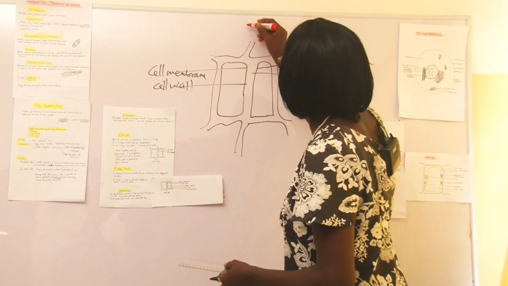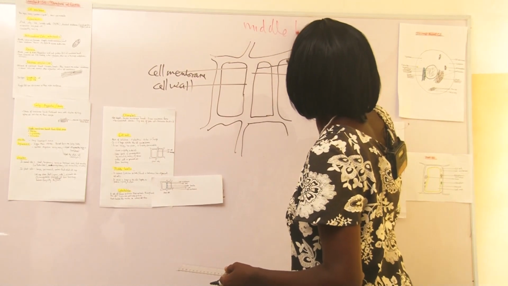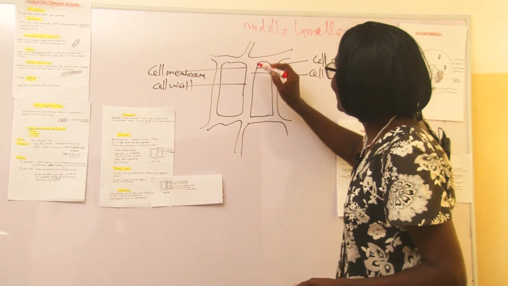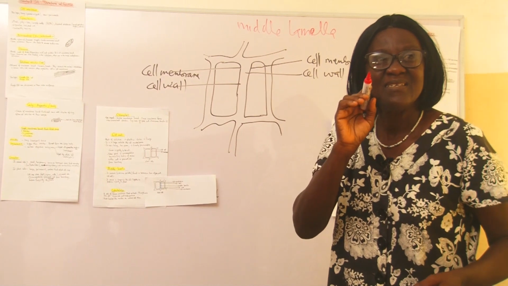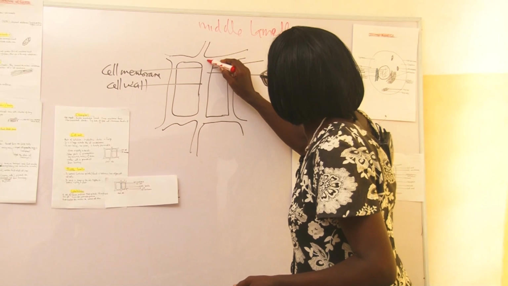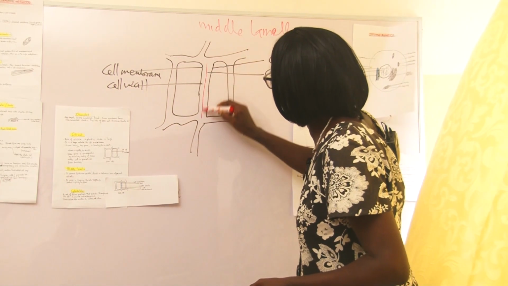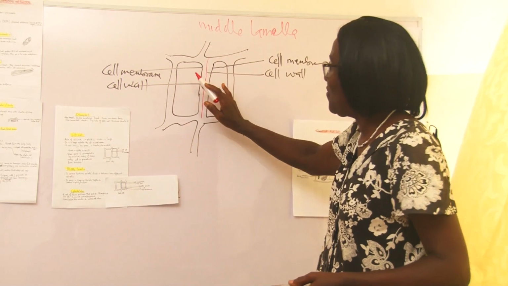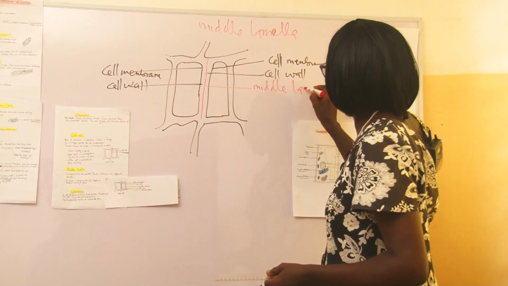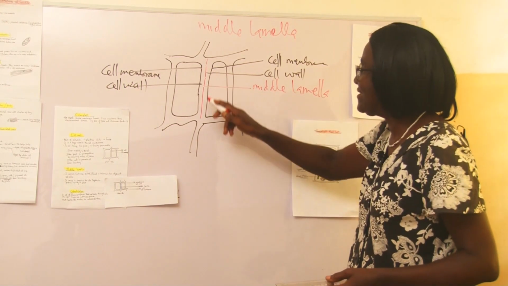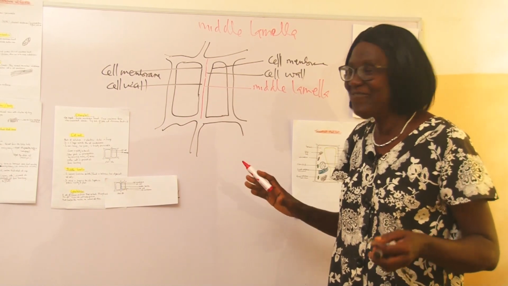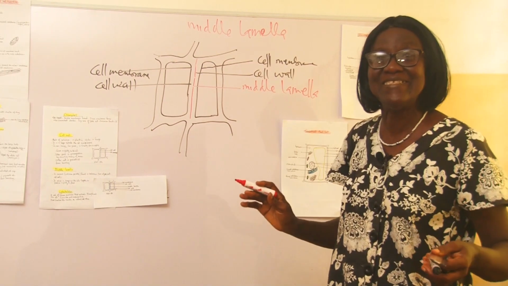Now, middle lamella is cement, calcium pectate. It's a cement that is found in between the two cell walls. So this is middle lamella. That's a common cement layer cementing the two cells. Very neat. Everything that goes to make plant cells rigid is done.